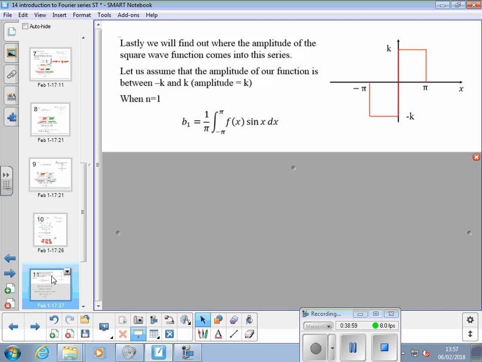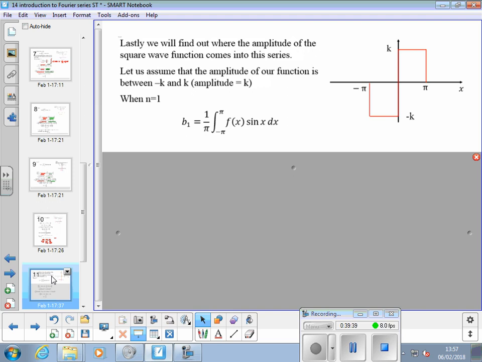So, what happens when the amplitude is not 1? I've done the example with the amplitude equal to 1, just to keep things reasonably simple with the maths. But what would that look like for an amplitude of, and I've used an arbitrary letter, k. So let's assume the amplitude of our function is between minus k and k, i.e. the amplitude itself is equal to k, because when we talk about the amplitude, it's from 0 to the peak, not from peak to peak.